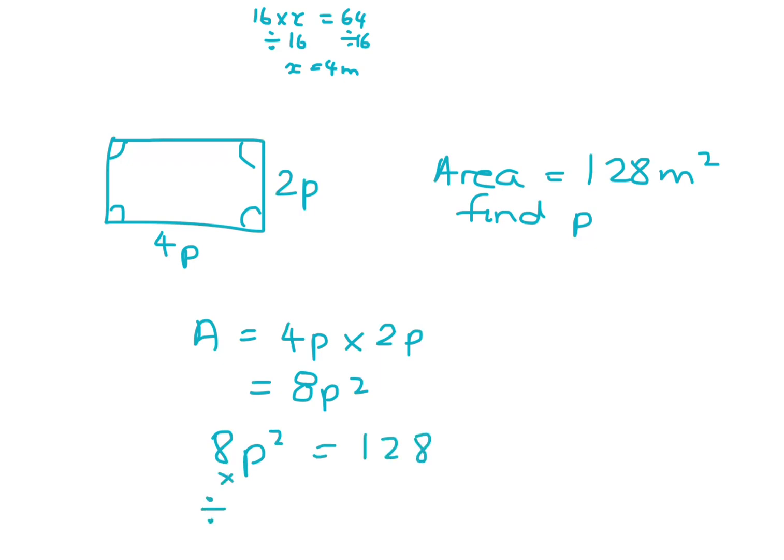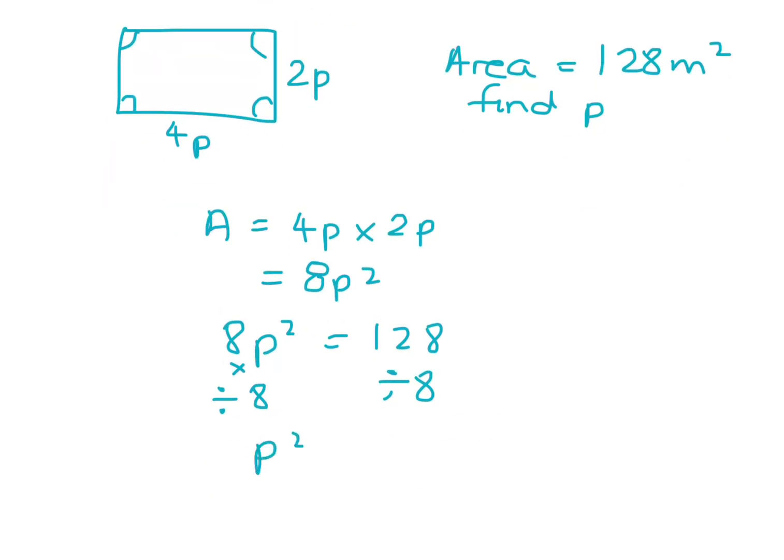And to get p by itself, first of all, divide by the 8. So you go p squared equals 128 divided by 8. You end up with 16. So this would be like what times what gives you 16. And it would be 4 times 4 is 16. So p would be 4.